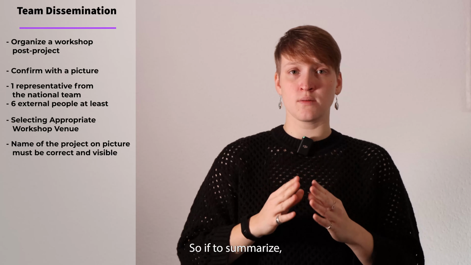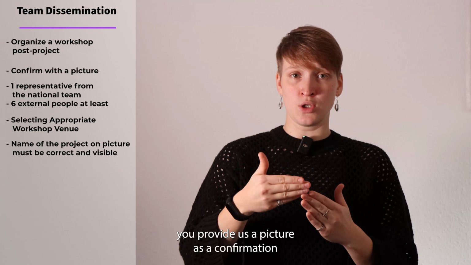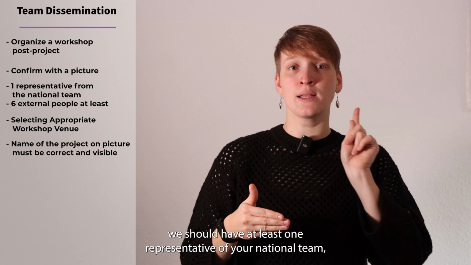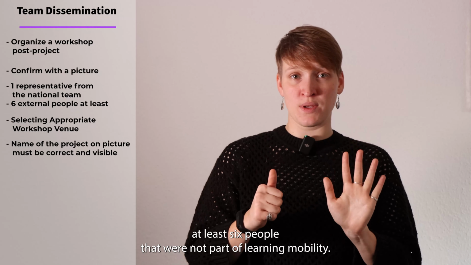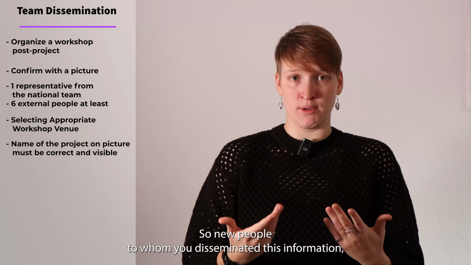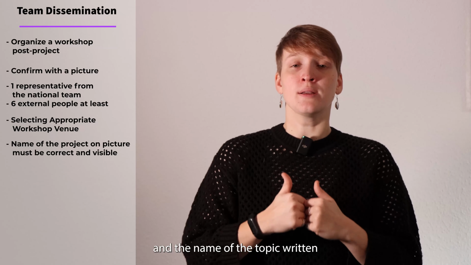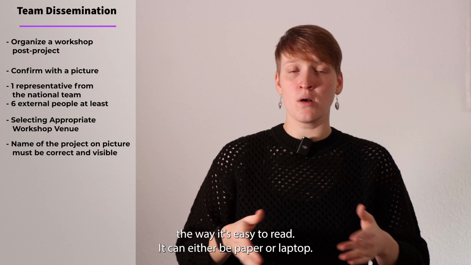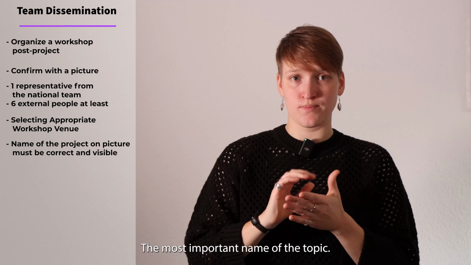So, to summarize, you organize a workshop with your national team after the end of the project. You provide us a picture, the confirmation that the workshop really took place. On this picture, we should have at least one representative of your national team, at least 6 people that were not part of the learning mobility, so new people to whom you disseminated this information, and the name of the topic written in a way that's easy to read. It can either be paper or laptop. The most important thing is the name of the topic.